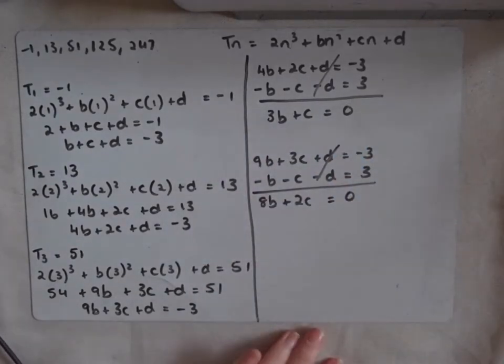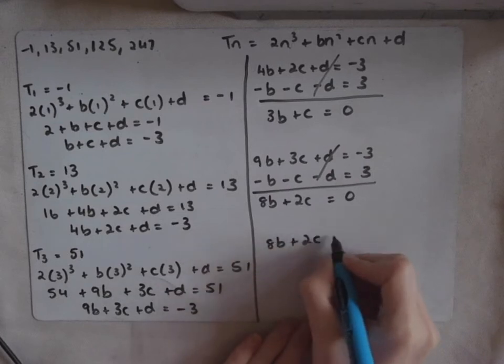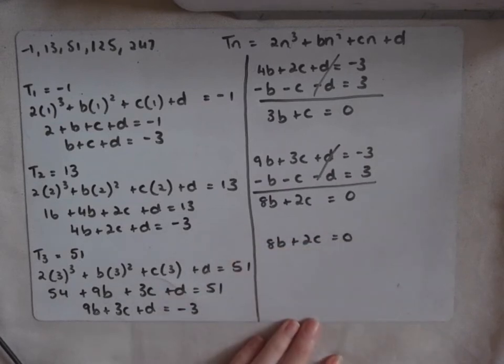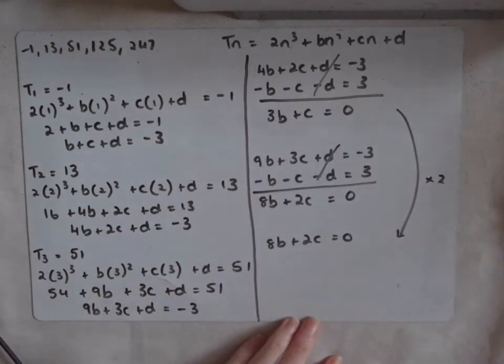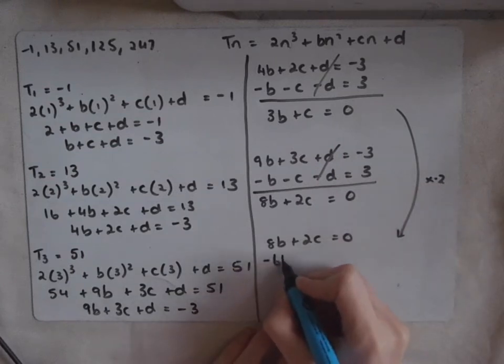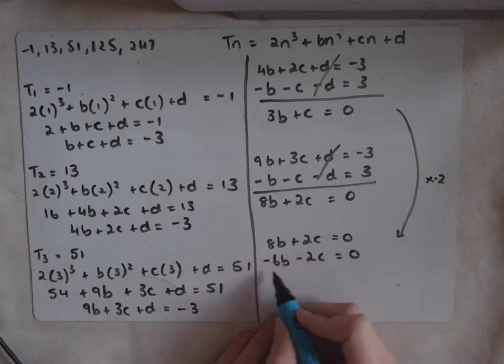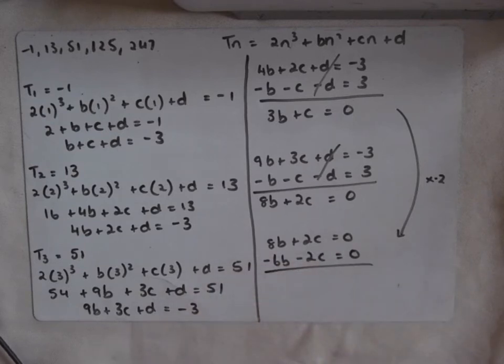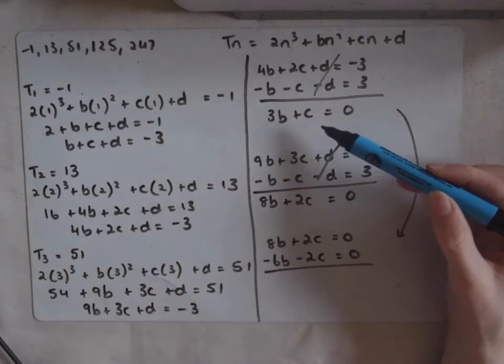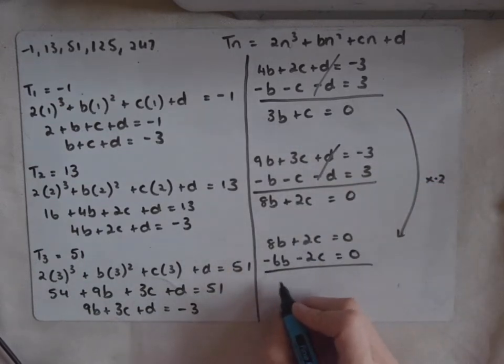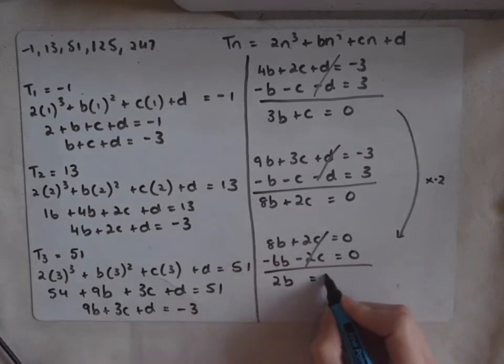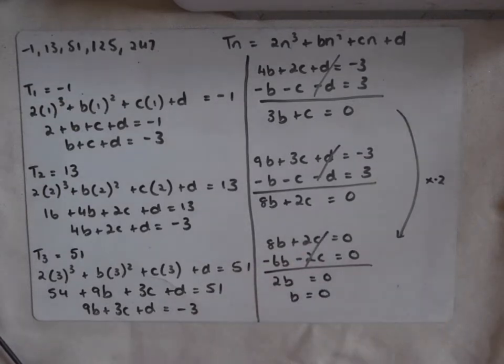Okay, so I have 8b plus 2c is 0, and I'm going to multiply that by 2 and change the signs. So I'm going to multiply by minus 2. So that would be minus 6b minus 2c is 0. Okay, so I just want to cancel the c's. In order to cancel the c's, the numbers have to be the same, but with different signs. Okay, so 8b take 6b is 2b, they cancel, is 0. So b is 0 divided by 2, which is just 0.